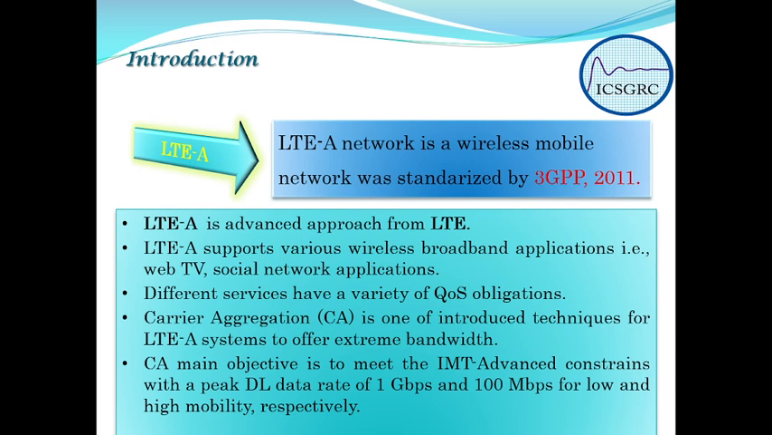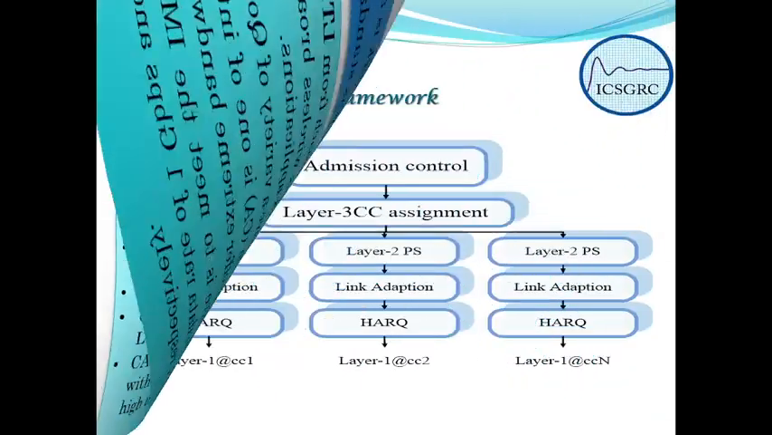Carrier aggregation is one of the techniques introduced for LTE systems to offer extreme bandwidth, where the main objective of carrier aggregation is to meet the IMT-Advanced constraints with a peak downlink data rate of 1 gigabit per second and 100 megabit per second for low and high mobility respectively.